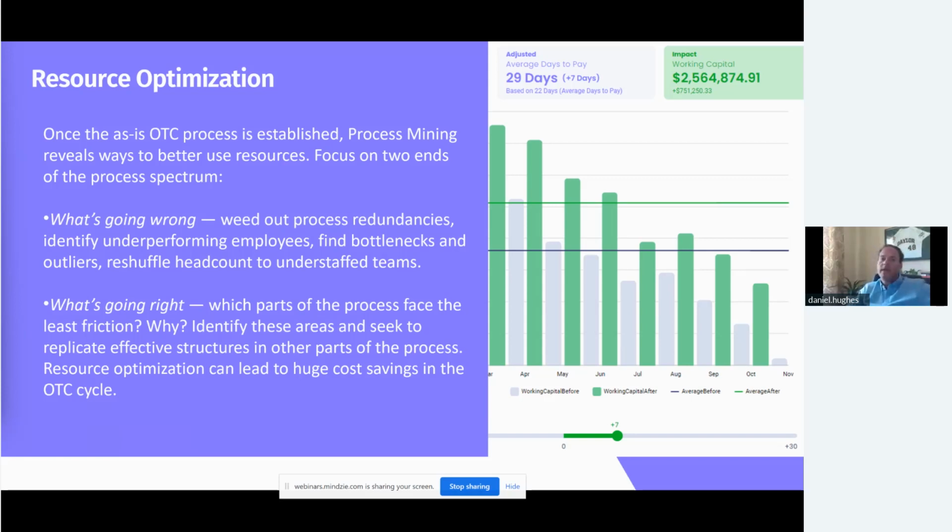Or maybe it's as simple as resource retraining. So maybe you need to go in, identify the bottleneck, retrain those resources on how to do the job better, or do the job more correctly, to improve that step in the process. But it can also identify what's going right. It can identify where the steps in the process are flowing smoothly, or company to company, what's going right in one company that's not in another.